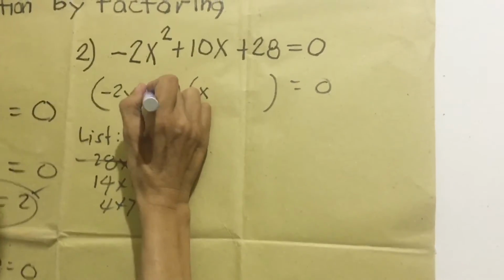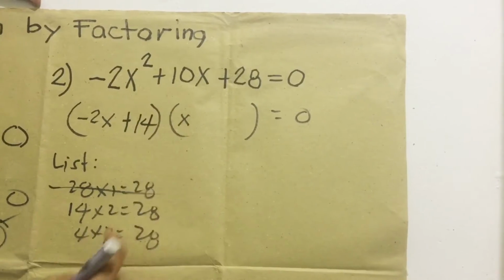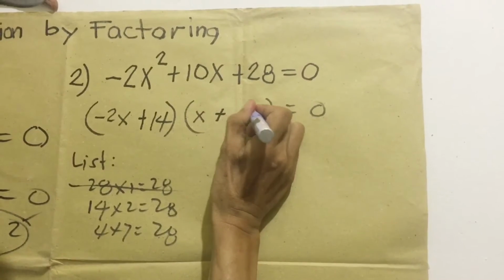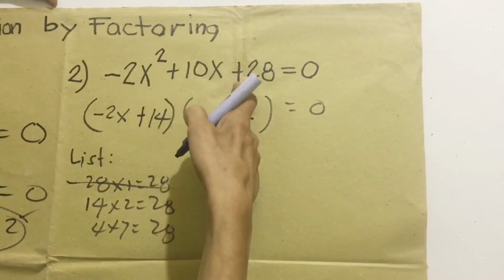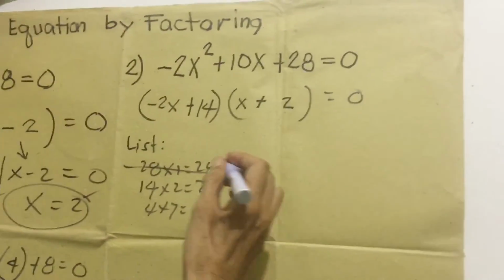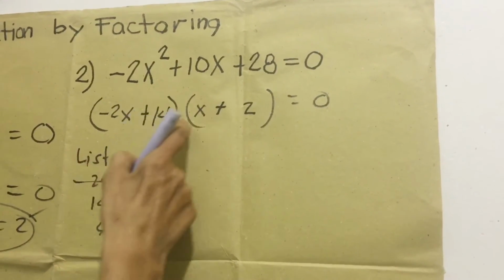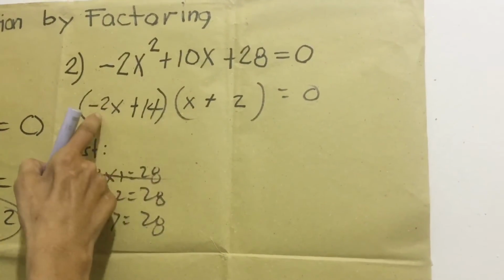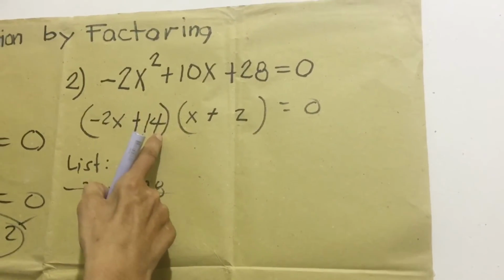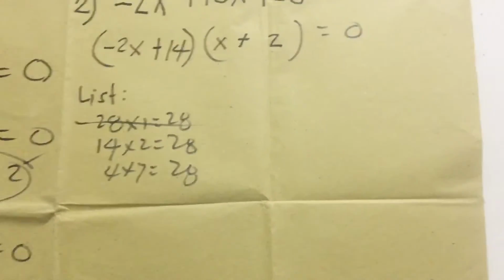Positive 14, then positive 2, because positive times positive equals positive, and positive plus positive equals positive. So, just reverse it. Okay, let's try to estimate: 14 times x, 14x. Negative 2x times 2 is negative 4x. Unlike signs, so 14 minus 4 is 10x. So, possible. It's correct now.